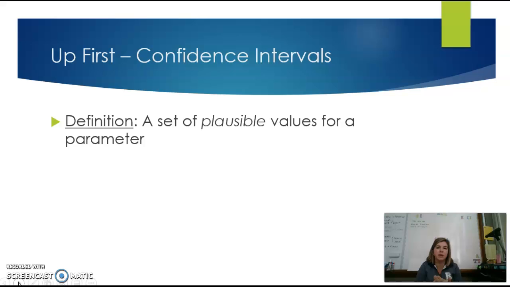Up first, we're going to talk about what exactly is a confidence interval. This unit is going to be all about proportions, and we're going to talk about confidence intervals and then significance tests. After that, we will do means, and then after spring break, we will talk about what happens when we have categorical data. So a confidence interval is a set of plausible values for a parameter.